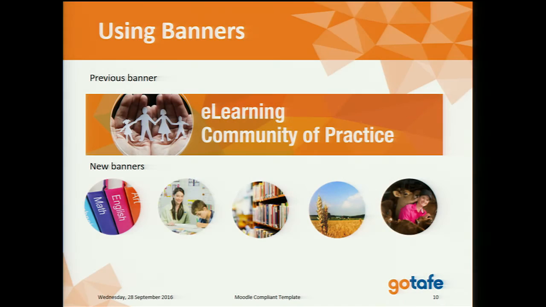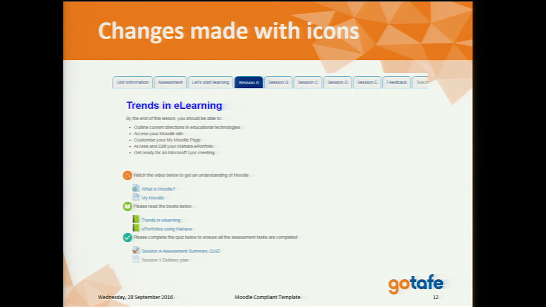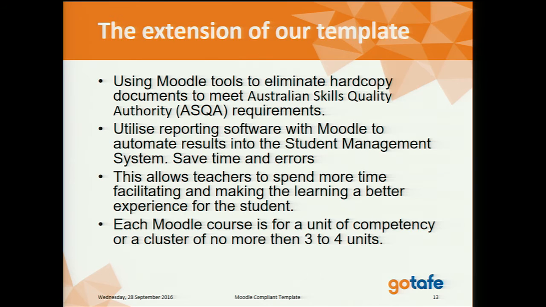We need to reduce it. So we have done that. So we take on board what our teachers say. We use icons to help the students navigate. The result from a teacher says, oh, it's too big. We need to reduce it. So we've done that. So we reduced the icons. So they got the option. All these icons and banners and that are kept in a content management system, which is available to the teachers.